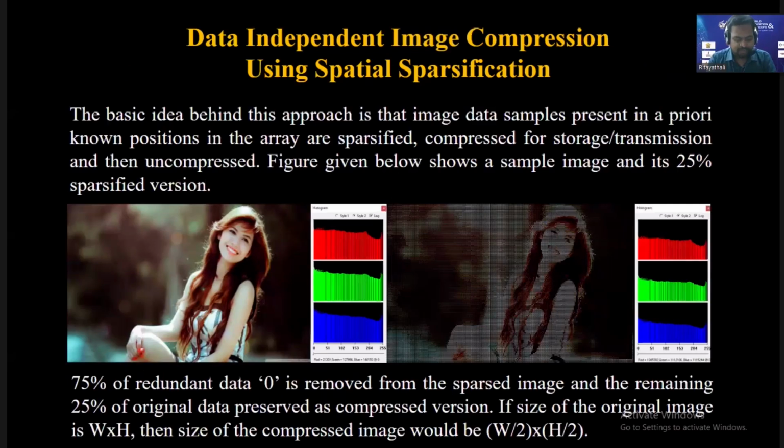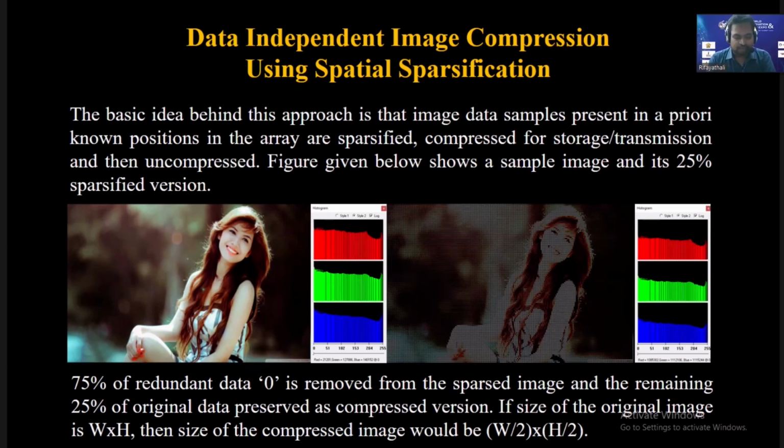Data independent image compression using spatial sparsification. The basic idea behind this approach is that the image data samples present in a priori known positions in the array are sparsified, compressed for storage or transmission, and then uncompressed. The figure given below shows a sample image and its 25% sparsified version. 75% of the data, the redundant data, is removed from the sparsed image, and the remaining 25% of the original data is preserved as the compressed version.